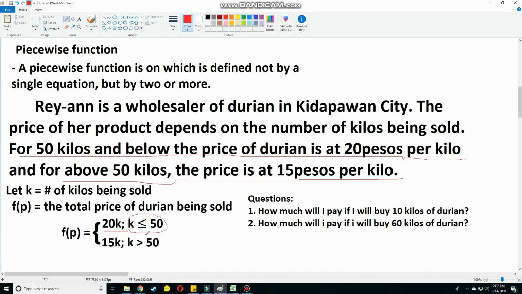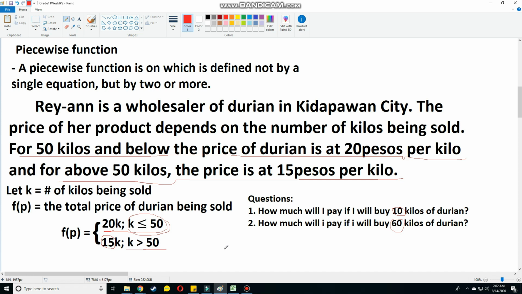If the number of kilos is less than or equal to 50, the price is 20 pesos per kilo. Therefore, if you would buy 10 kilos, that would be 20 times 10, and you would pay 200 pesos. For the next question, how much will I pay if I will buy 60 kilos of durian? 60 kilos is greater than 50, so the price would be 15 pesos per kilo. That would be 15 times 60, then you would pay 900 pesos.